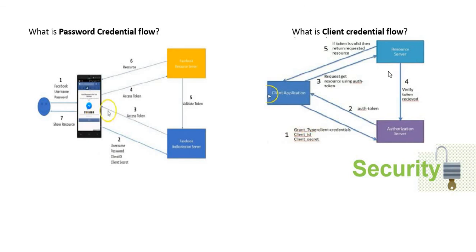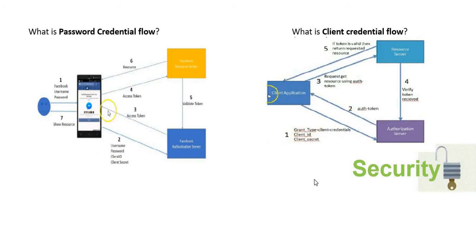Another flow is the client credential flow. This is an exchange between the client and the resource server. No users are in the picture. For example, Expedia needs to display flight availability from enterprises and other websites. So, it needs to get the auth token to access the resource.